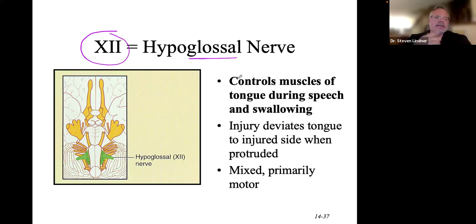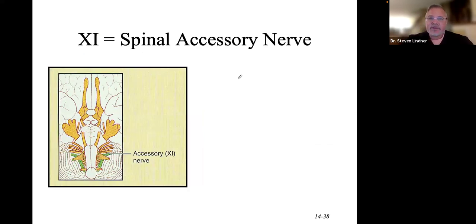You could also test this simply by asking a patient, push your tongue to your right cheek on the inside. They hold it, and then you push, and it should lock. And then you have them push their tongue to the left cheek. They hold it, and you see if you could push it. If there's weakness, you could tell that way, as well as sticking the tongue straight out.